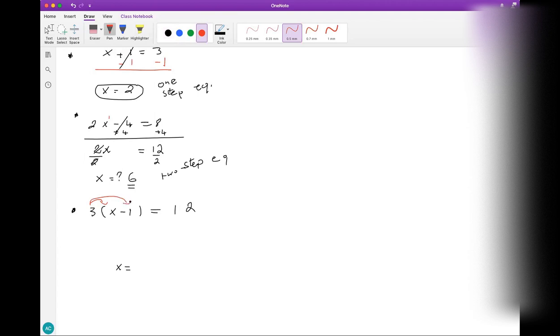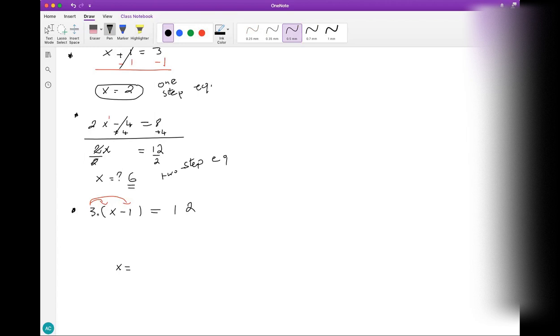PEMDAS, okay. What about this specific property or operation here? We saw it last time. What do we call it? Commutative. Not the commutative. This is a multiplication or? Distributive? That's right. We distribute the 3 over the parentheses.